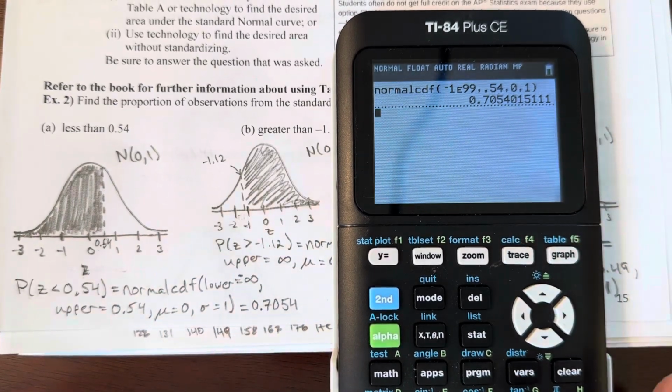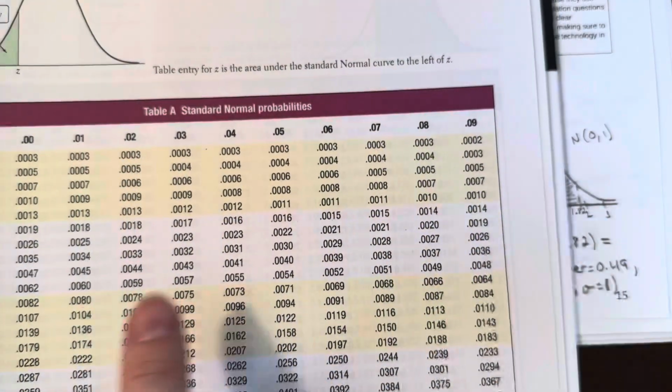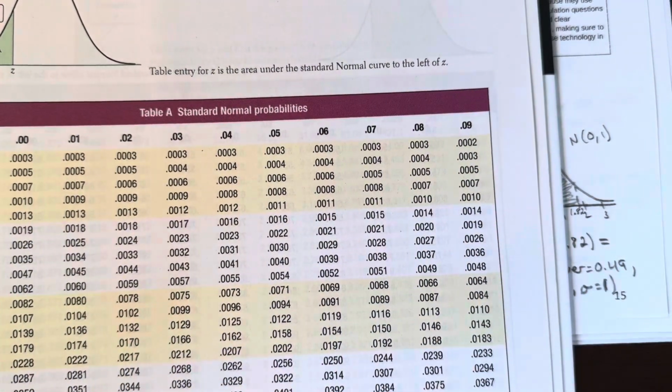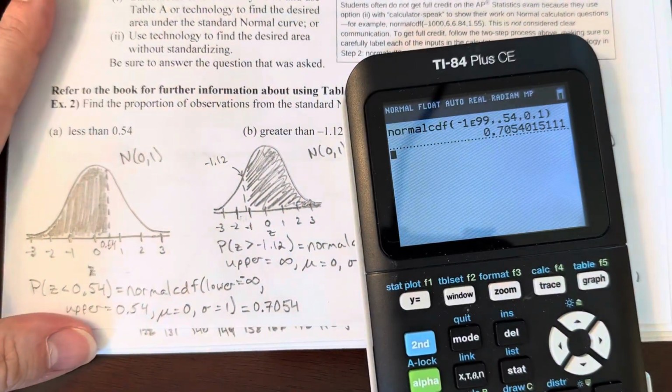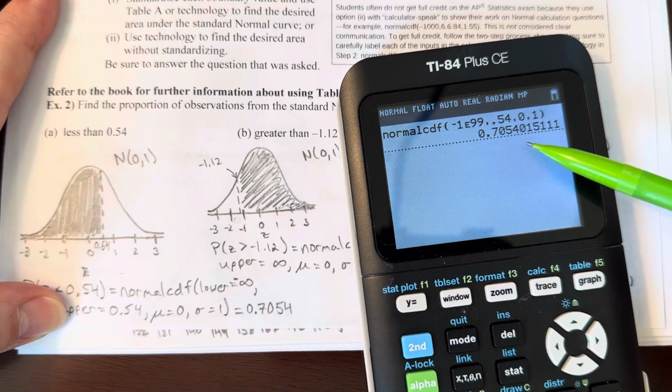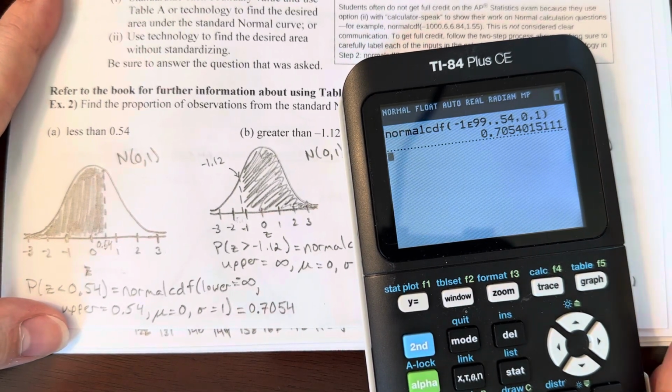0.7054. I'm writing this to as many decimal places as we have in our table. Our table includes 4 decimal places, so I tend to include 4 decimal places. Because the 4 is followed by a 0, that's why I did not round the 4 up. I just cut it off. I truncated it at that point.